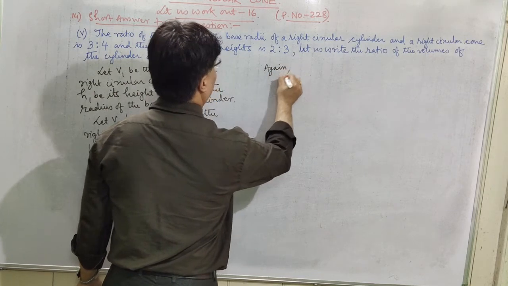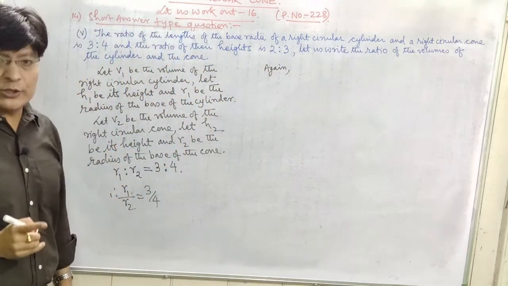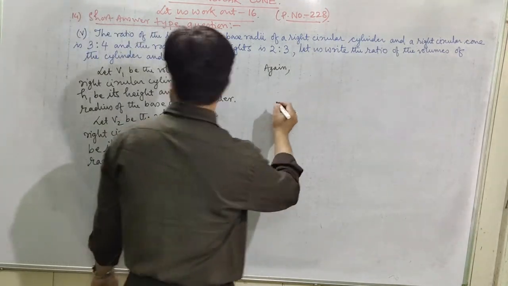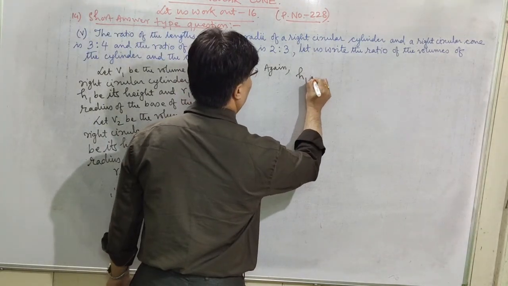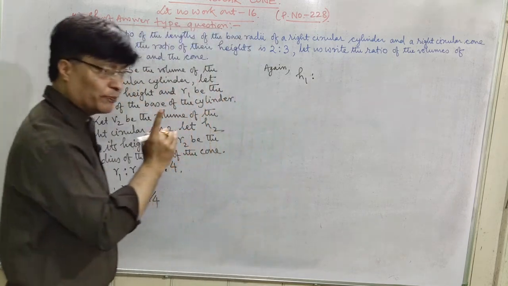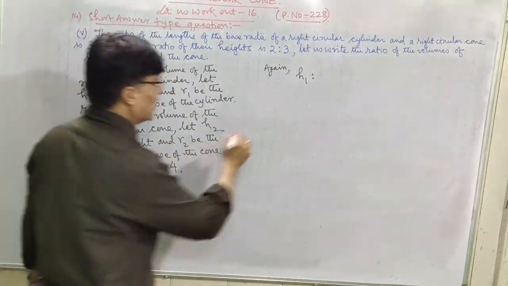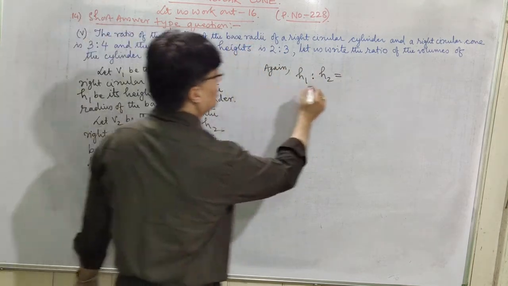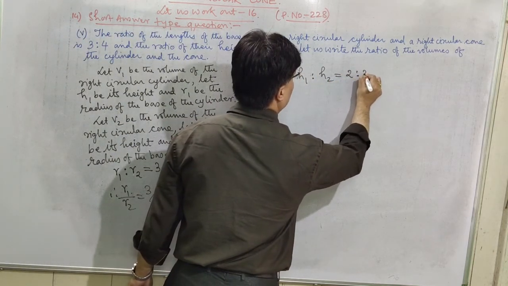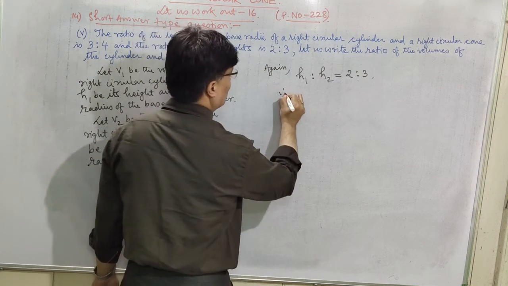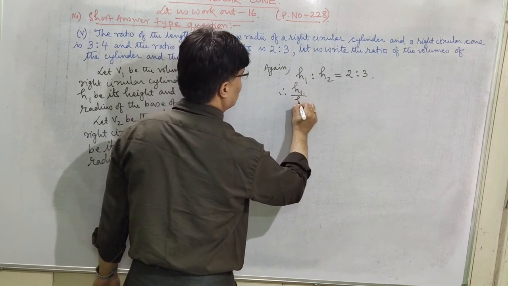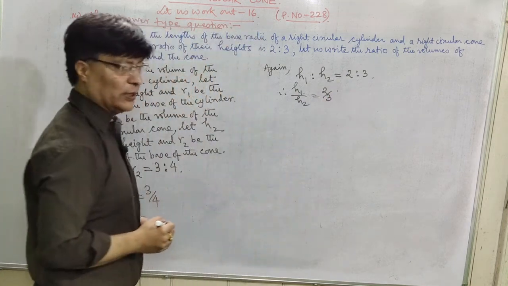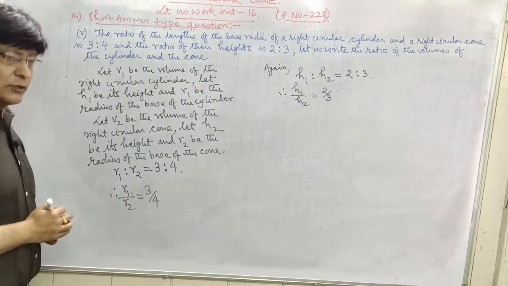Again, what is given here? The ratio of their heights is given as 2:3. So what is the height of the cylinder? It is H1. And what is the height of the cone? It is H2. It is given that H1 is to H2 is 2:3. So you can write it in terms of fractions: H1 upon H2 is equal to 2 upon 3. So I think you have understood it.